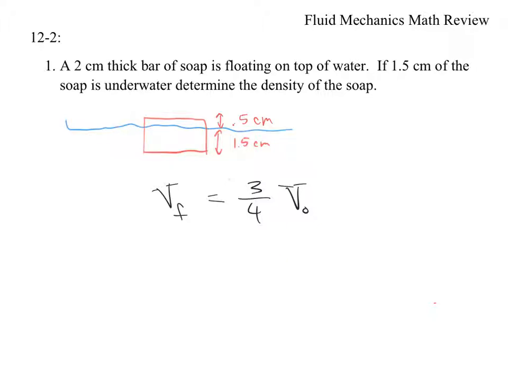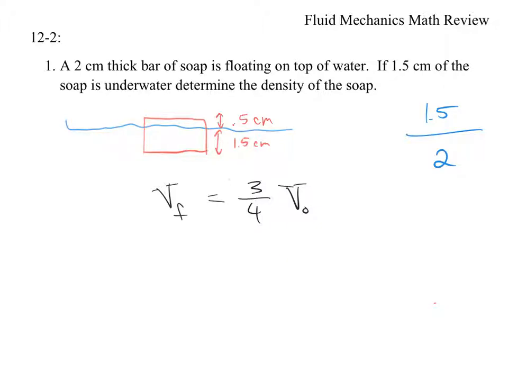So the volume that's in the fluid, the volume of the object that's in the fluid, is 3/4 of the overall volume. Again, that's what this statement says here. The volume that's underneath the fluid level, or that's submerged in the fluid, or the volume of the fluid displaced, is 3/4 of the actual object. And where does the 3/4 come from? George, where do you get 3/4 from? 1.5. Yeah, the amount of the soap that's underwater is 1.5 centimeters, and it's got a total height of 2 centimeters. So 3/4, that reduces to.